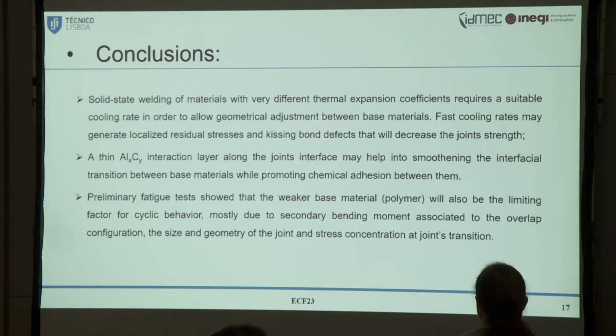Another thing, the solid state welding of materials with very different thermal expansion coefficients and thermal conductivity implies different sizes and geometries of the defects, and also the kissing bond defects that we observed in the microstructure of the material. We also observe a thin interaction layer along the joints composed of aluminum and carbon, and this is very important to explain the results.